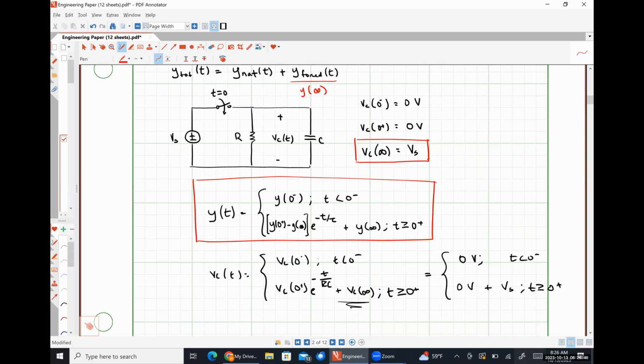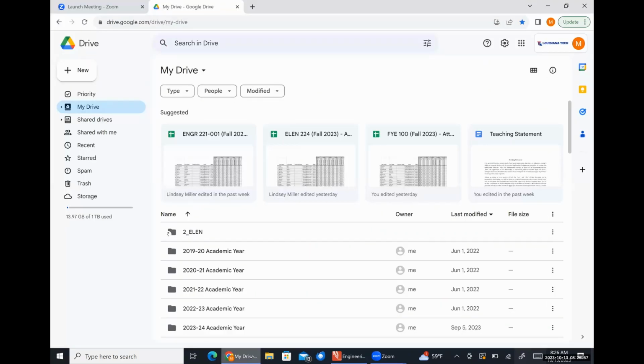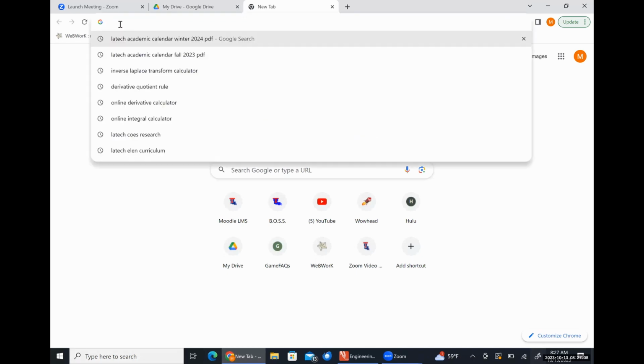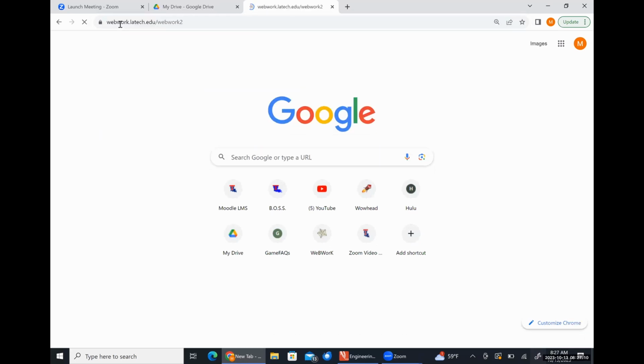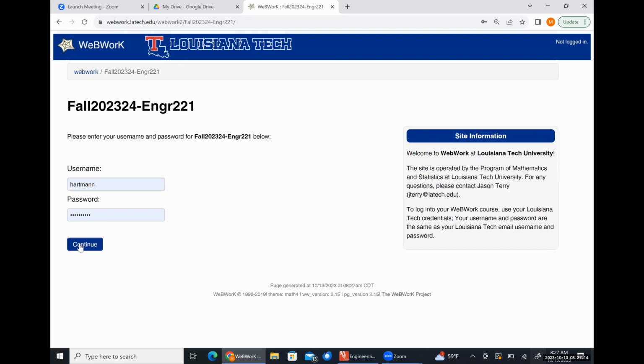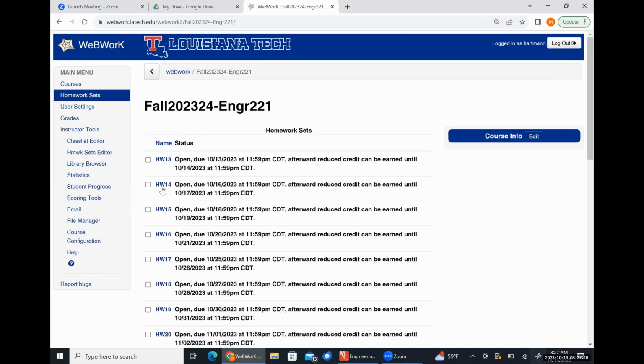Yes, sir. So let's pull up some problems here, and maybe this will help illustrate things. So I'm going to look at WebWork. We're just going to use this to literally look at problems. Maybe I'll work one. We'll see. So this would be homework set, probably number 14 we should be looking at.